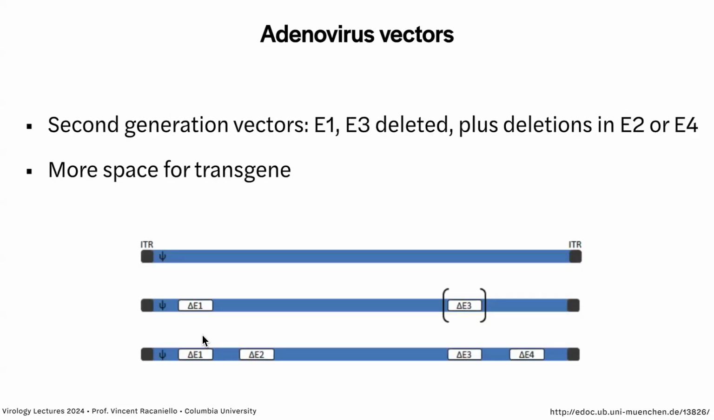Second generation, E1 and E3 deleted, as we just saw in the first, but then E2 and E4 were deleted because those were found not to be essential.